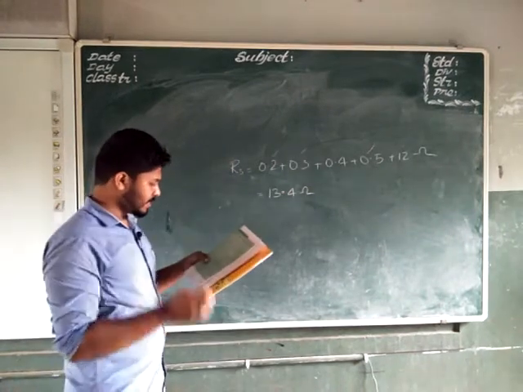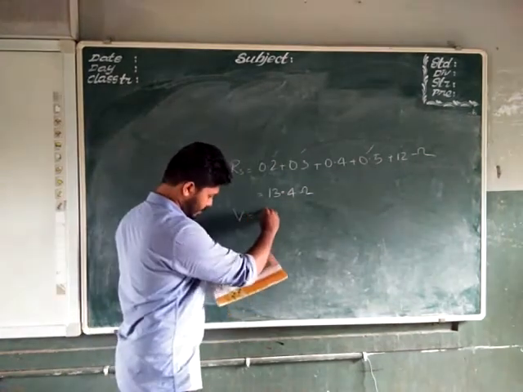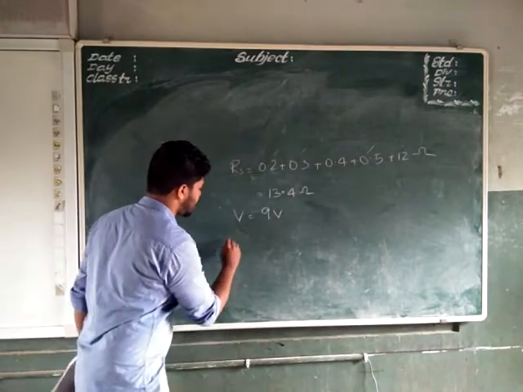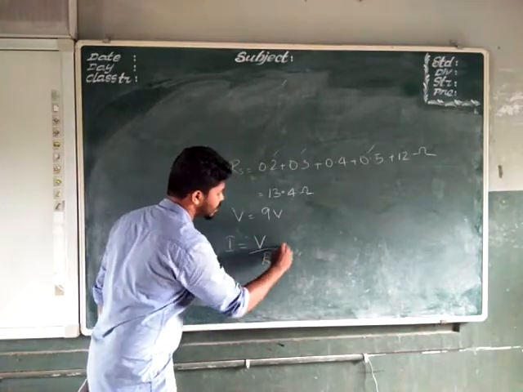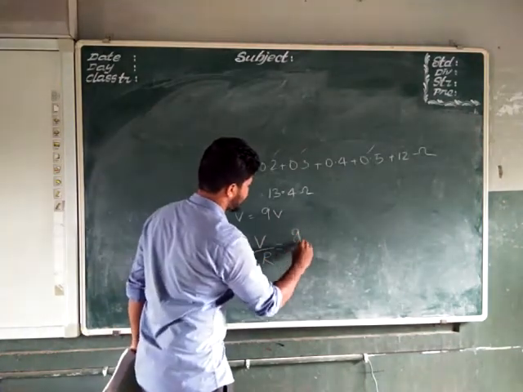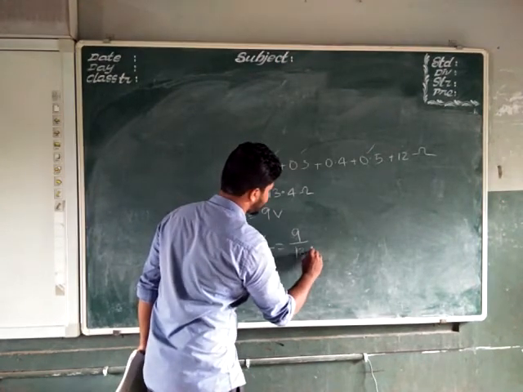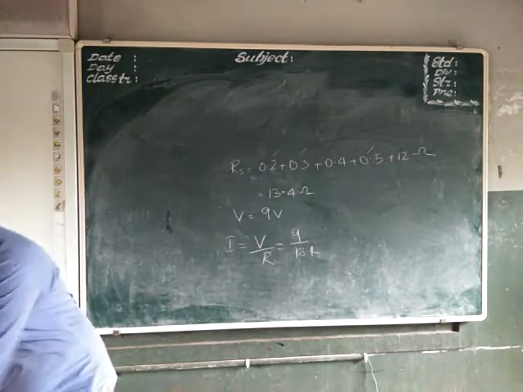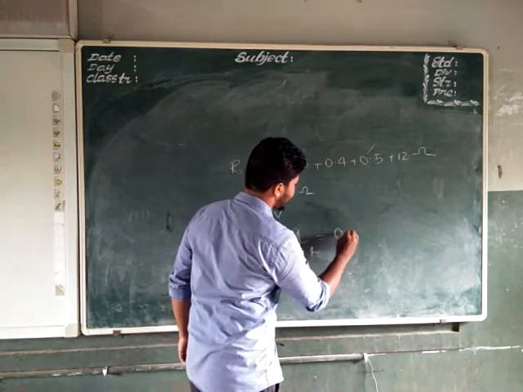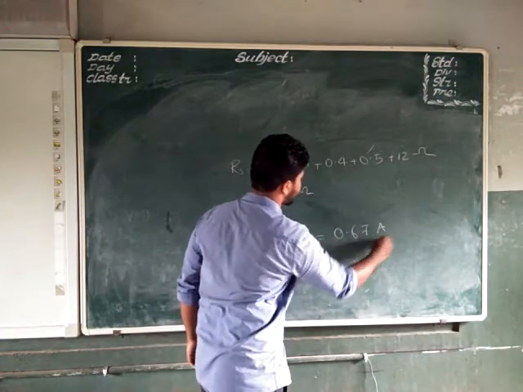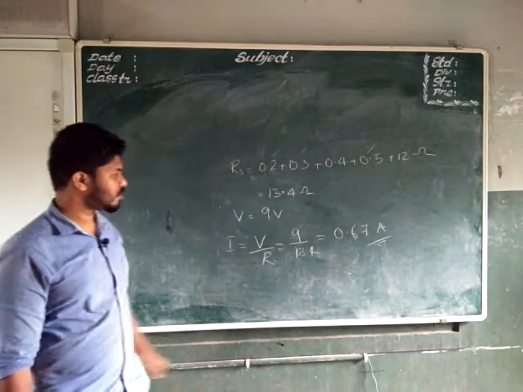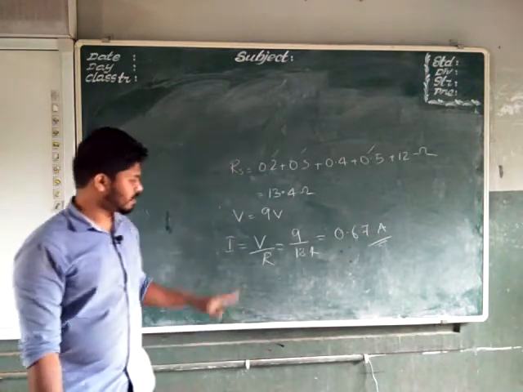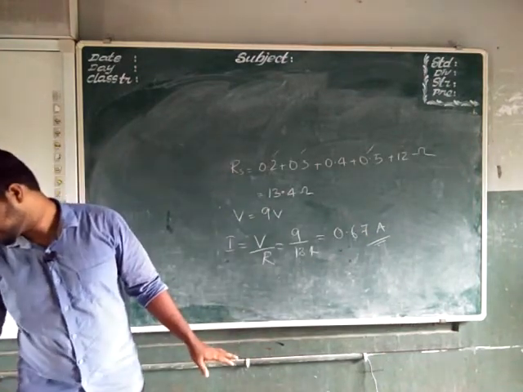Then the potential difference is given, that is equal to 9 volt. I is equal to V by R is the required equation. I is equal to 9 by 13.4. So this will give you an answer of 0.67 ampere. That is 0.66. You will get 0.67 also. That answer is okay, 0.66 or 0.67. So that is the answer, 0.67 ampere.